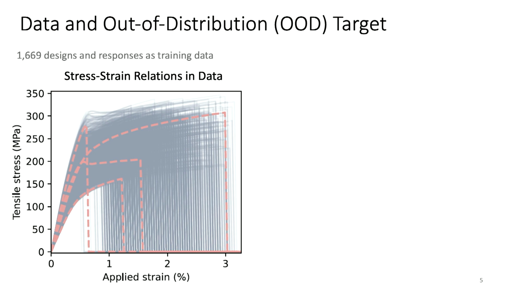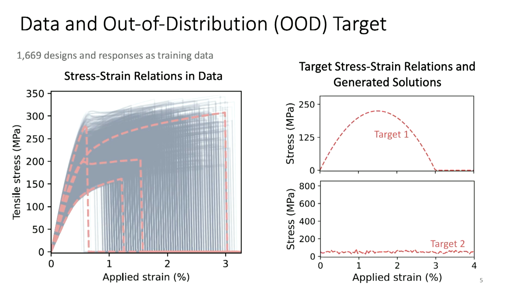So this is a data set we had. We generated a bunch of designs, and then we used FEM to compute the stress-strain relation. These are the stress-strain curves we saw in the data set. And then we tried to use a diffusion model to solve this inverse design problem, right?